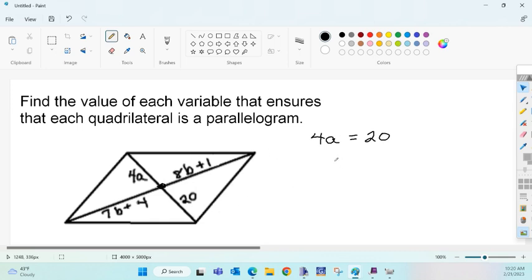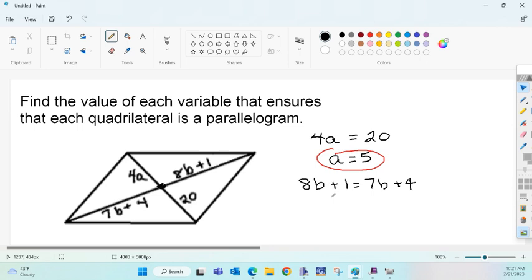This is a pretty nice one to solve because then A equals 5. Yep, A is 5. That's one of the answers, because it says find the value of each variable. What's our other equation going to look like then? 8b plus 1 equals 7b plus 4. And then we need to solve that.